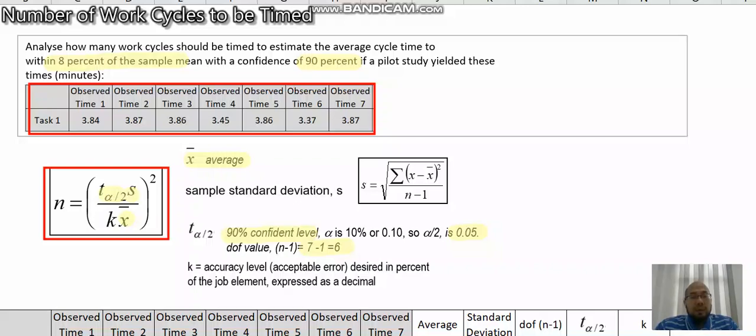And the last parameter is K. K is defined as the accuracy level, or acceptable error desired, in percent of the job element expressed as a decimal. So in this question, the acceptable error is 8% of the sample mean. Here, 8% means 0.08 in decimal. So again, find all these 4 values.